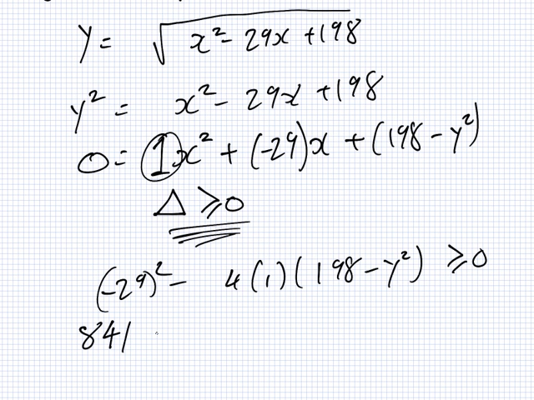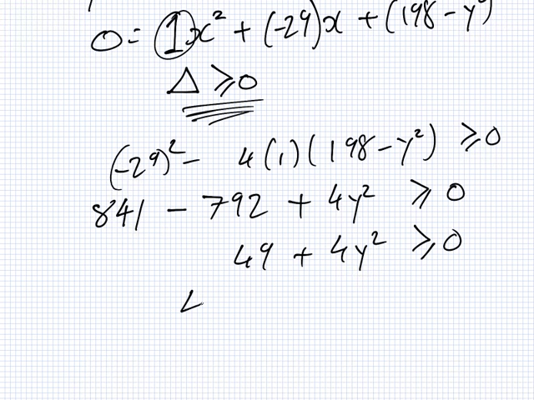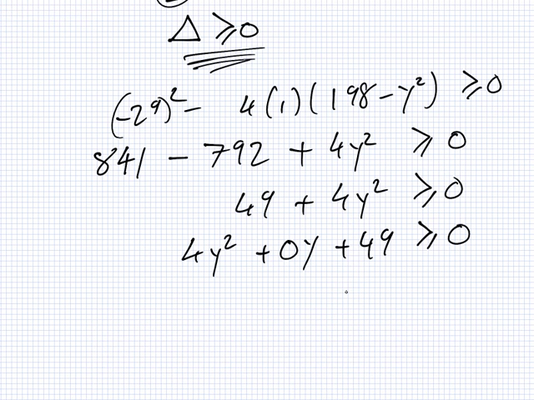841 minus 4 times 198, which is 792, plus 4y squared. What's these two here now? Nice. 49 plus 4y squared bigger than or equal to 0. So that's 4y squared plus 0y plus 49 bigger than or equal to 0. So what's the solution here?